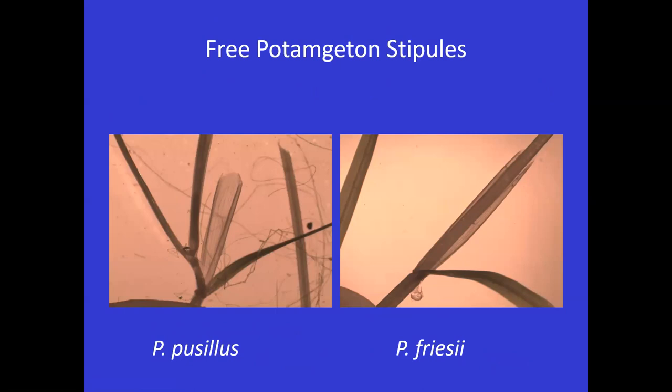And you can tell because if you go right down to the base of that little stipule, you can see that it's attached to the stem. And Fry's pondweed to the right, you can also see just barely its stipule. It's actually hugging the stem pretty much, but it is not attached to the leaf.